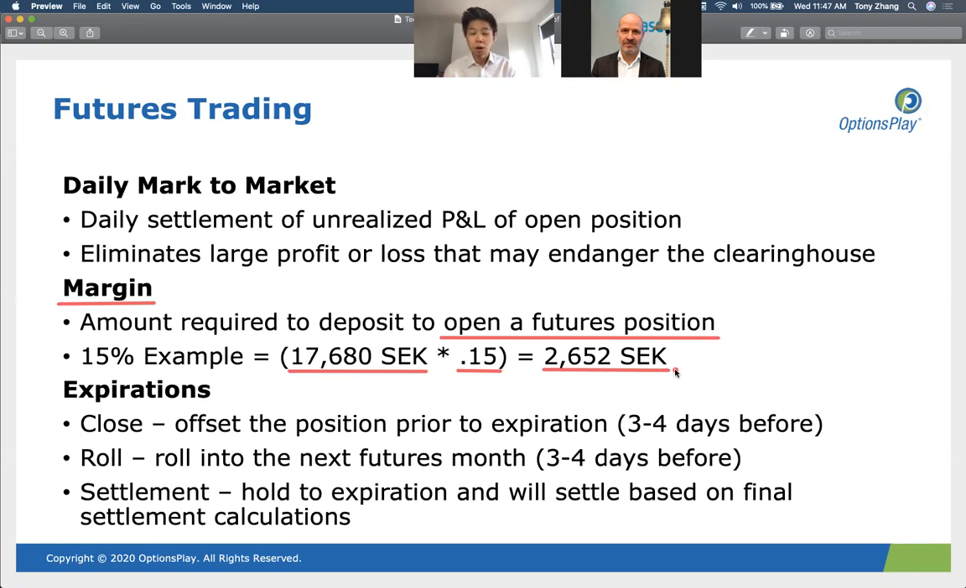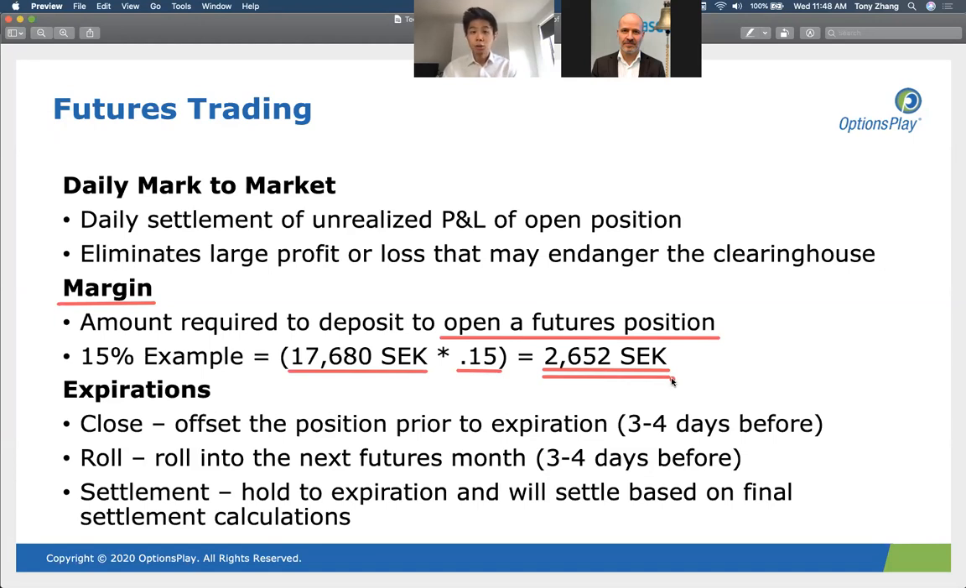And I'll talk you through the average range of the underlying stock to show you just roughly how much the OMXS30 index moves on average. And that gives you an idea as far as how much risk you actually have on a single day on average for the 2,652 crowns that you're putting up in order to enter this position.